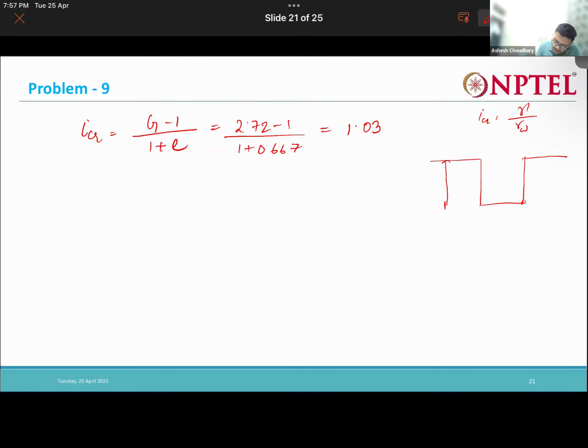So this problem is related to that. What was the relation between the time factor and all those things? If you can remember, what is this time factor? Tv.